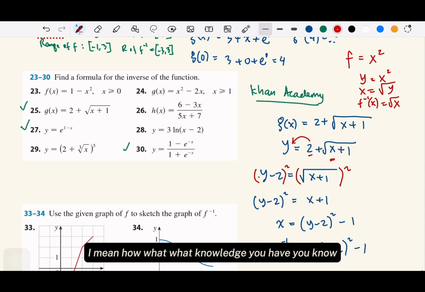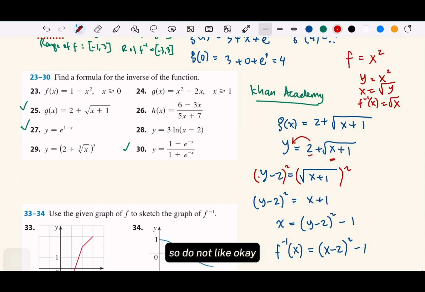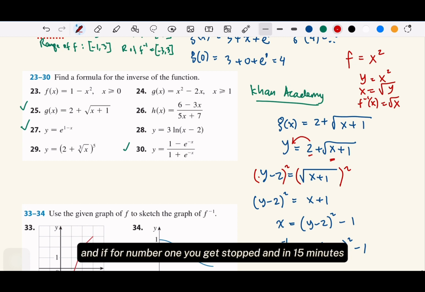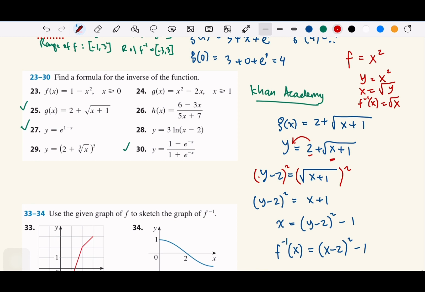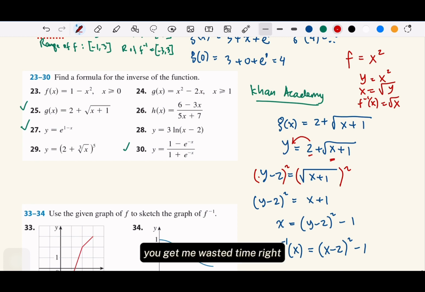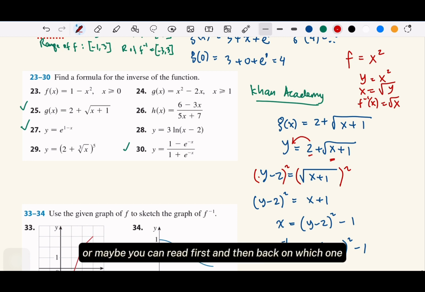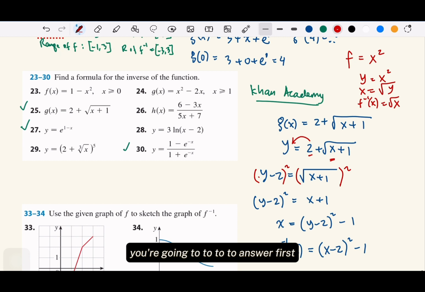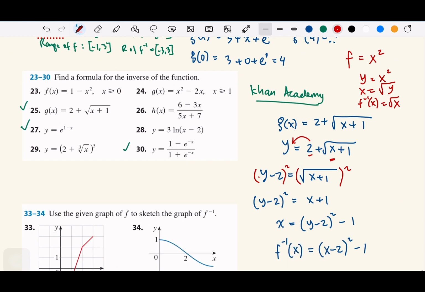I mean, what knowledge you have, you know. You can read the question first and then tackle the one that you think, I can handle this. So do not say, okay, I will start from number 1, number 2. If for number 1 you get stuck, and then 15 minutes, 20 minutes, 30 minutes, you waste your time, right? So just get out and then go to number 2. Or maybe you can read first and then tackle which one you're going to answer first. Maybe from the last number. If you write not in order in the answer sheet, that's okay, as long as you number the questions. Okay? That's okay.